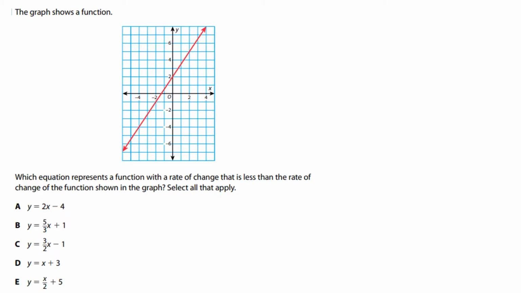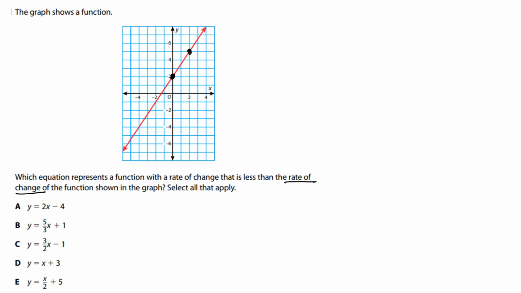For this problem, we have a graph, and then it says which equation represents a function with a rate of change that is less than the rate of change of the function shown in the graph. Select all that apply. So if we're talking about rate of change, to find the rate of change of a graph, we want to pick out 2 points that we can read clearly. I can read this point here at 2 very clearly, and I can read this point here very clearly.